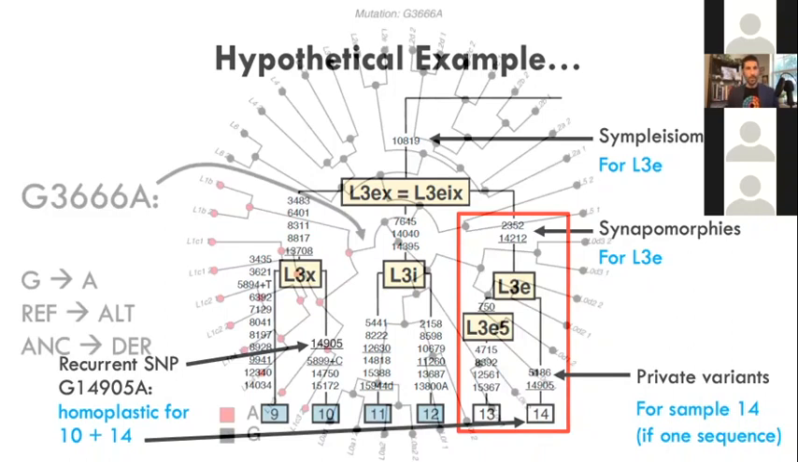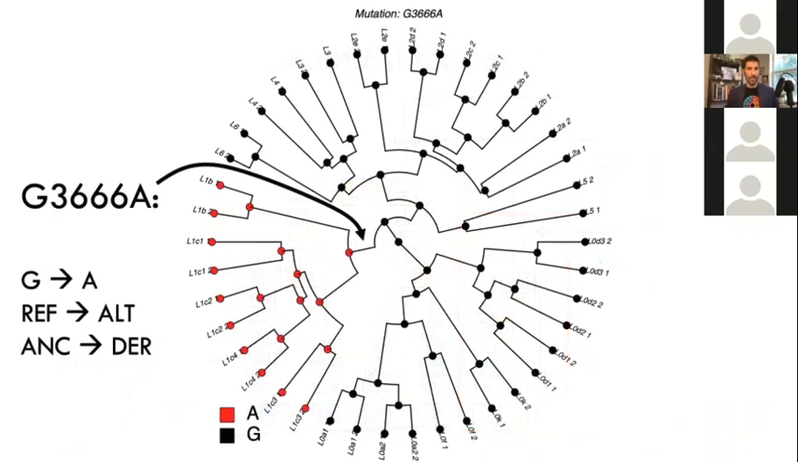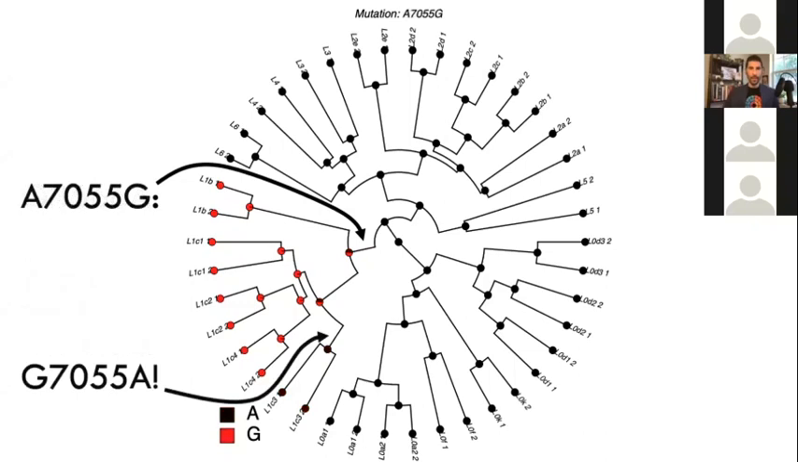So we can take a few examples on the actual tree. So this is mutation 3666, and you can see that it's shared by everything downstream of haplogroup L1, and it only evolved once. So in red is the derived state of A, and in black is the ancestral state of G. Pretty simple.